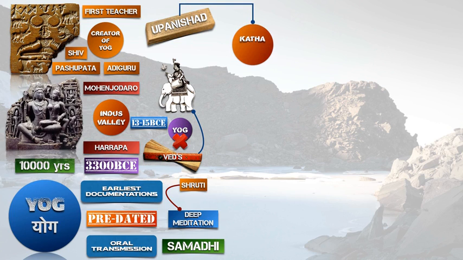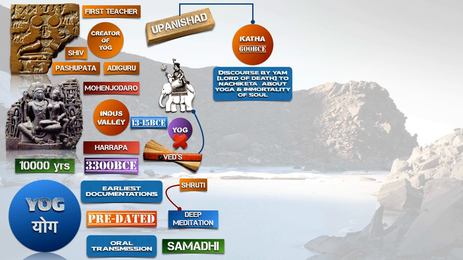Katho Upanishad, codified date unknown, but scholars place it around 600 BCE. Katho Upanishad details the story of a young Brahmin, Nachiket, who is granted 3 wishes by Yam, the lord of death. His last wish is to know about life after death, in response to which Yam teaches him the fundamentals of yoga and immortality of the jiva or soul.